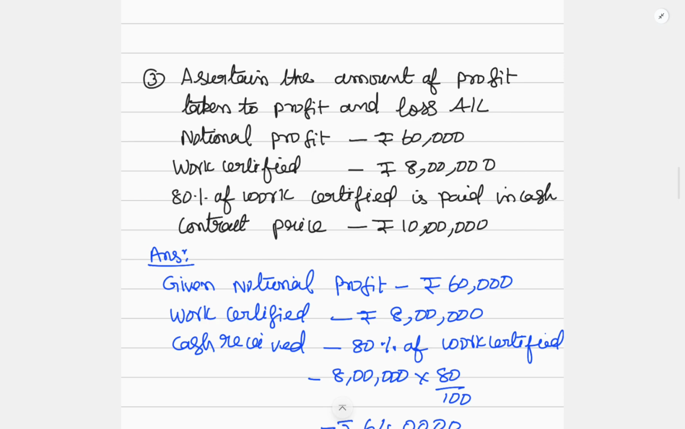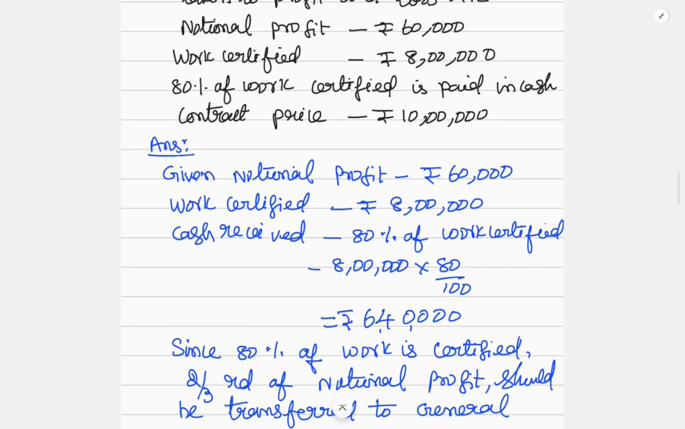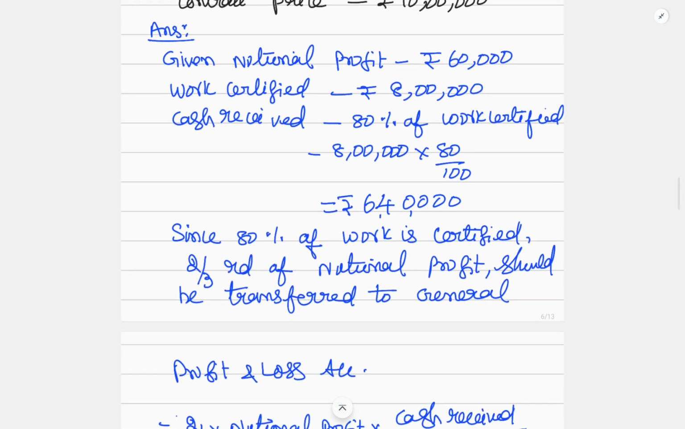Third one, ascertain the amount of profit taken to profit and loss account. Given notional profit rupees 60,000, work certified rupees 8 lakhs, 80% of work certified is paid in cash. Total contract price is rupees 10 lakhs. Solution. Given notional profit rupees 60,000, work certified is 8 lakhs. Cash received is 80% of the work certified. That is 80% of 8 lakhs comes to 6 lakhs 40,000.